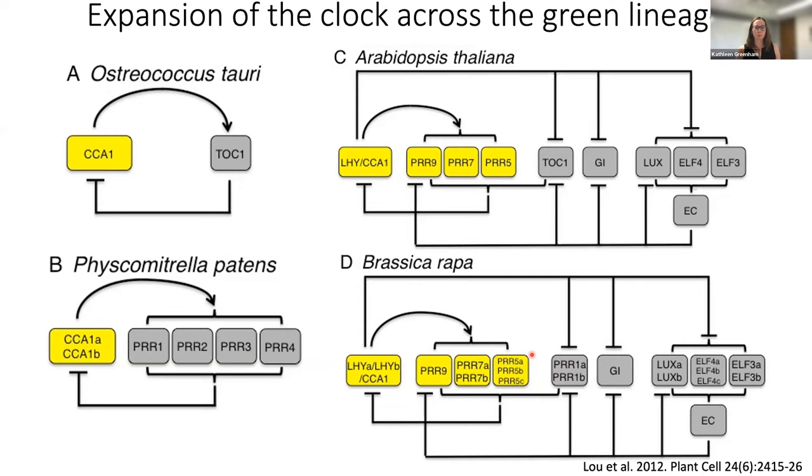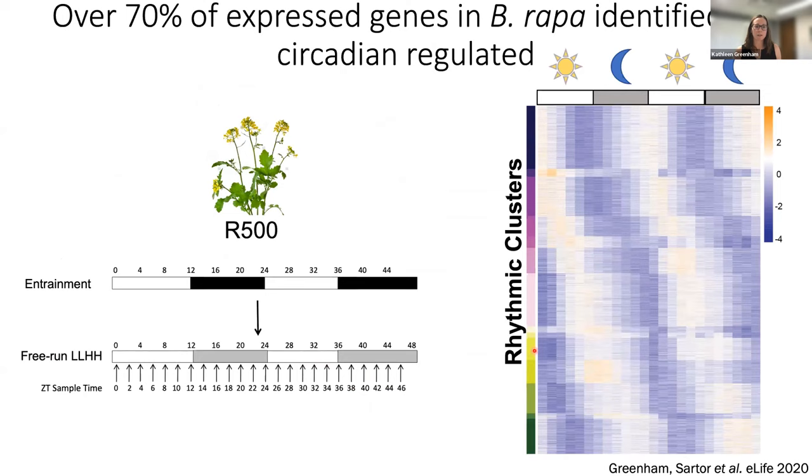So with this expansion of the core clock, do we also see an expansion of the transcriptome that's regulated by the clock? So we performed a circadian time course experiment in this yellow sarson variety R500, where we collected leaf tissue every 2 hours for 48 hours under circadian conditions. So this is under constant light and temperature, where every rhythmic expression that we see is driven by the clock. And what we found is over 70% of genes were controlled by the clock. And this is just summarizing that in this heat map where you can see these waves of expression patterns throughout the day. So this is a lot more than what we see in Arabidopsis, suggesting that following this triplication event, we do see expansion of the circadian network.